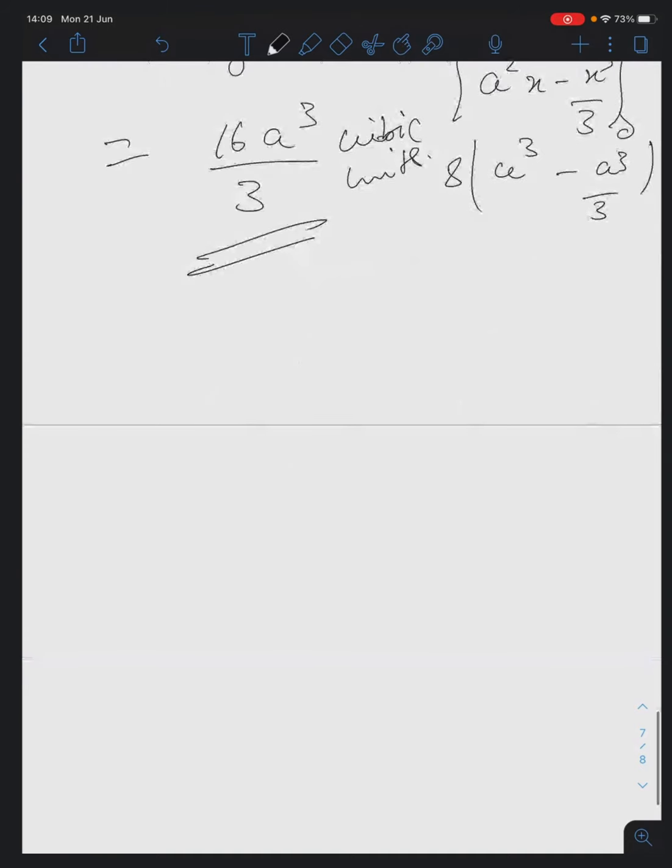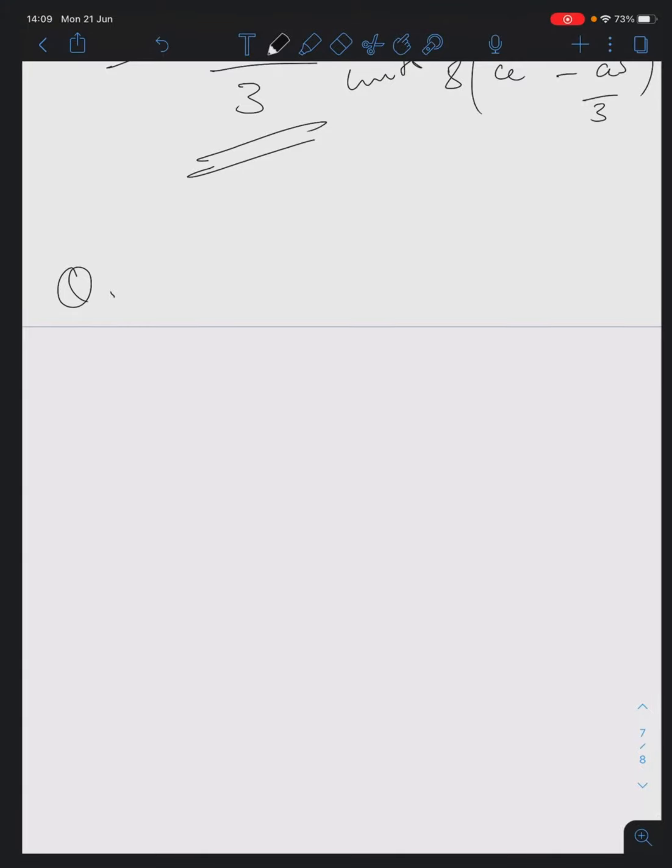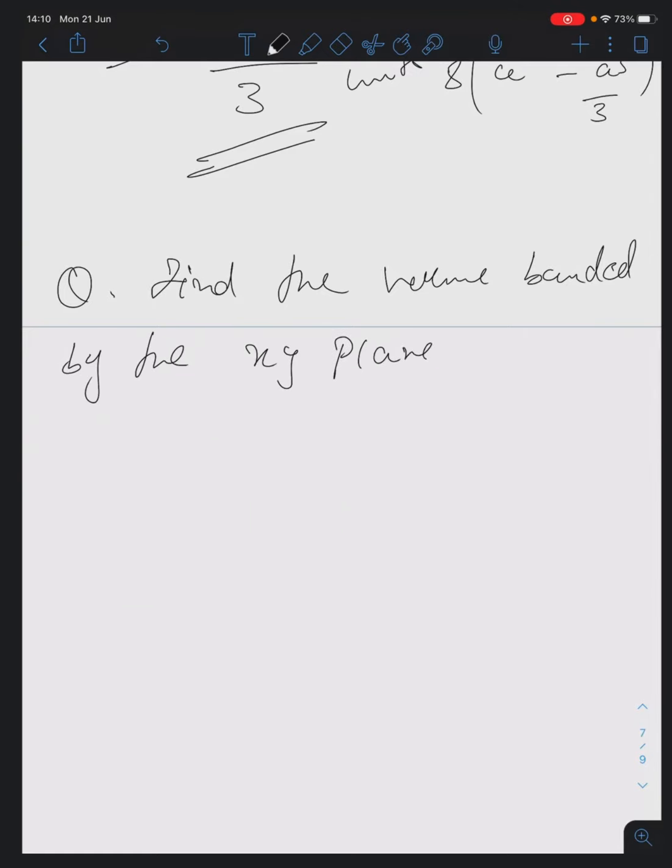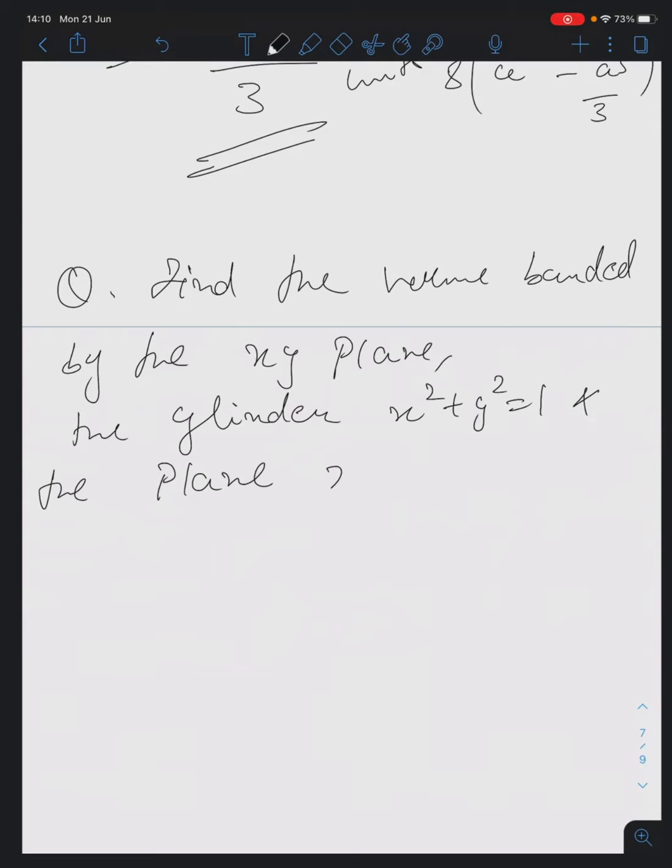Okay, try this one. Find the volume bounded by the xy plane, the cylinder x square plus y square is equal to 1, and the plane 2x plus 3y plus 4z is equal to 12. Will you try this?